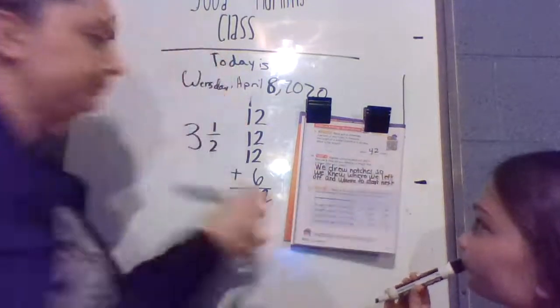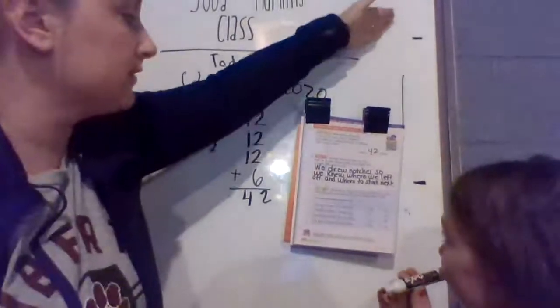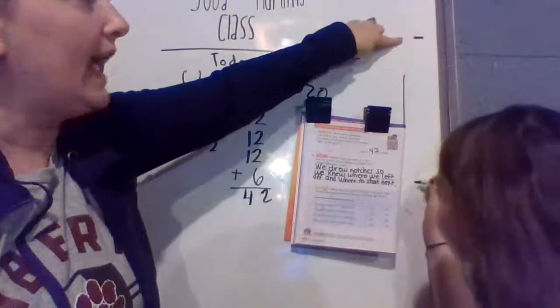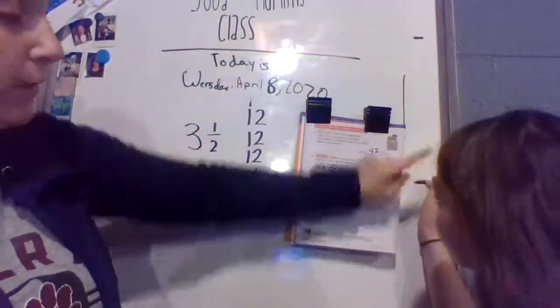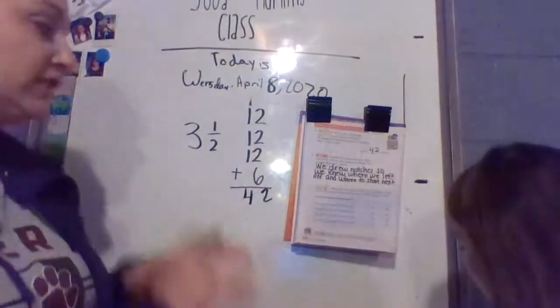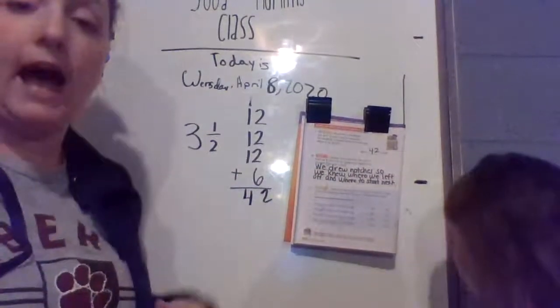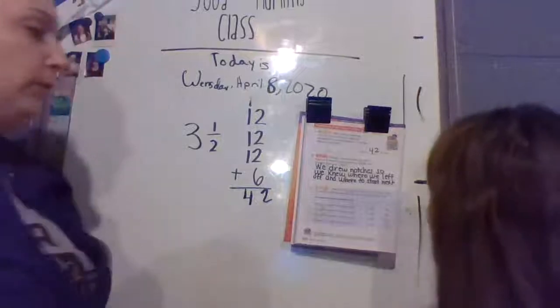Good answer. So we drew notches, so we knew where to end and then where to start our next one. And then after we counted our notches, we were able to determine how many ruler lengths that window was.